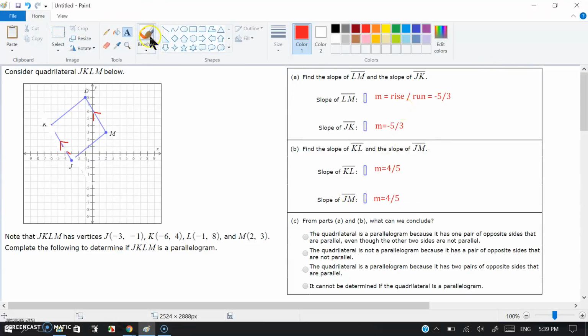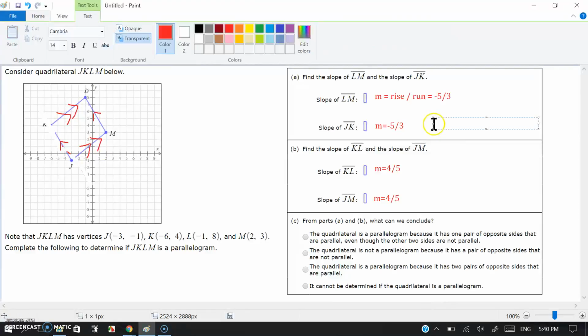So slope of KL is 4 over 5. Slope of JM is also 4 over 5. That means the two lines are parallel as well. So we have LM parallel to JK. In this case, I can type this down. Let me type that down. LM is parallel to JK. And KL is parallel to JM.